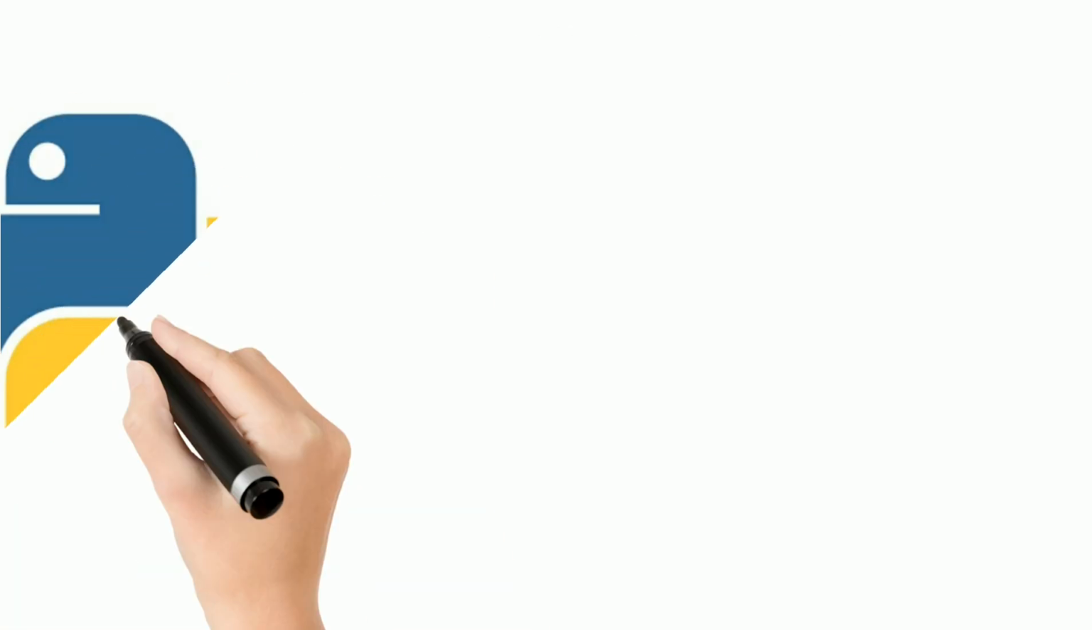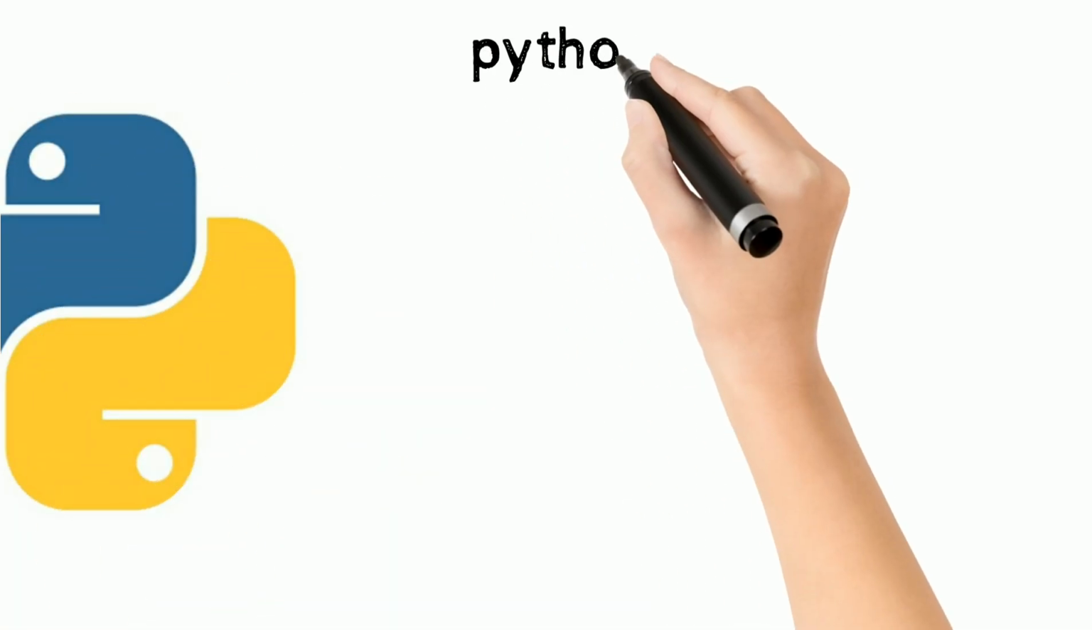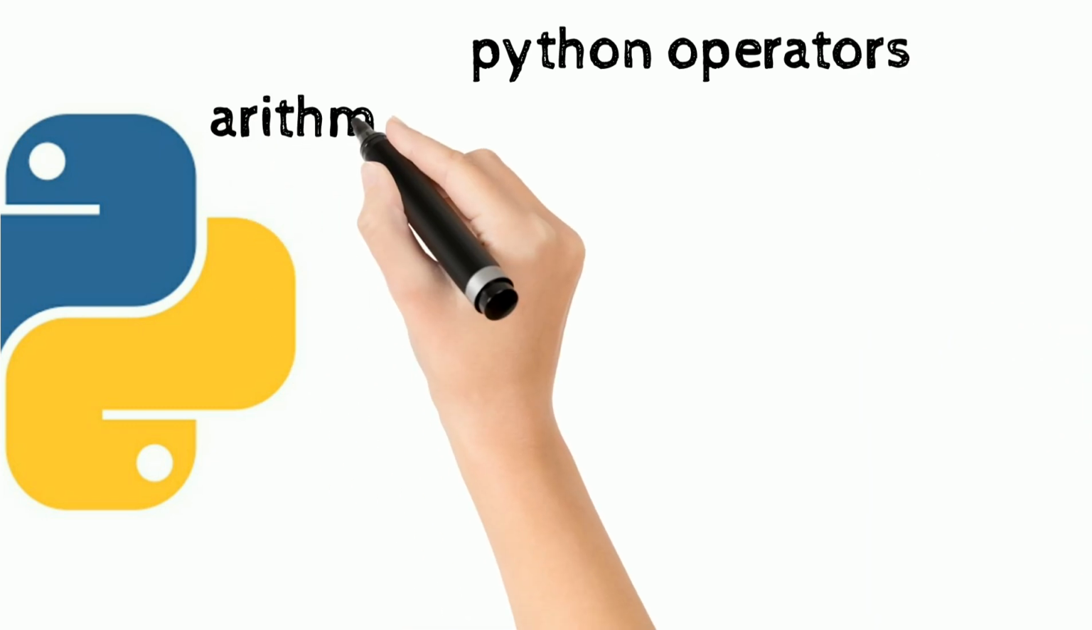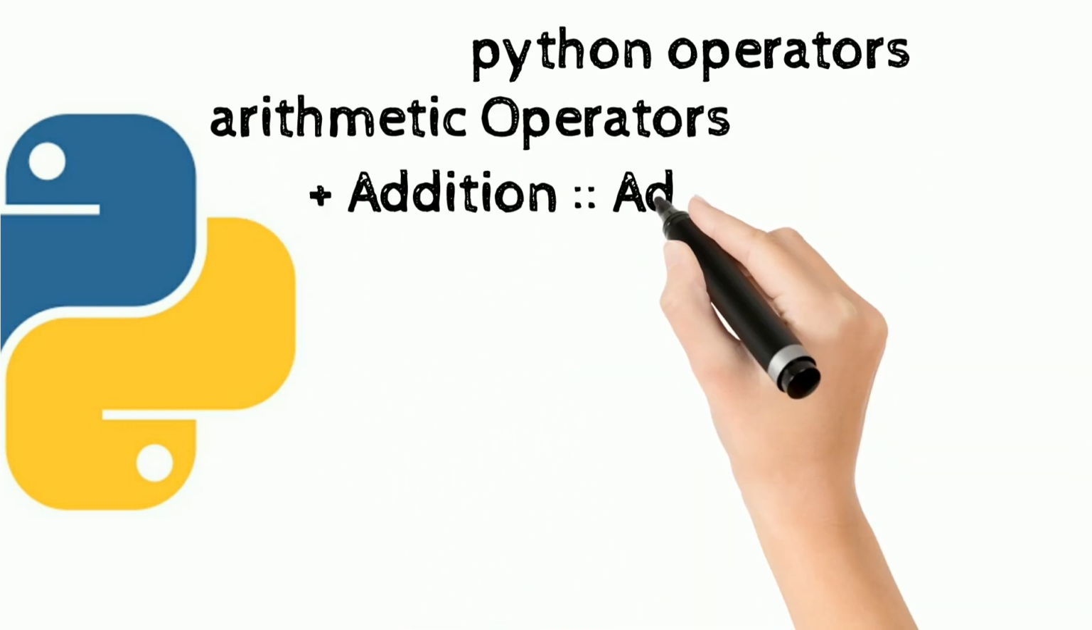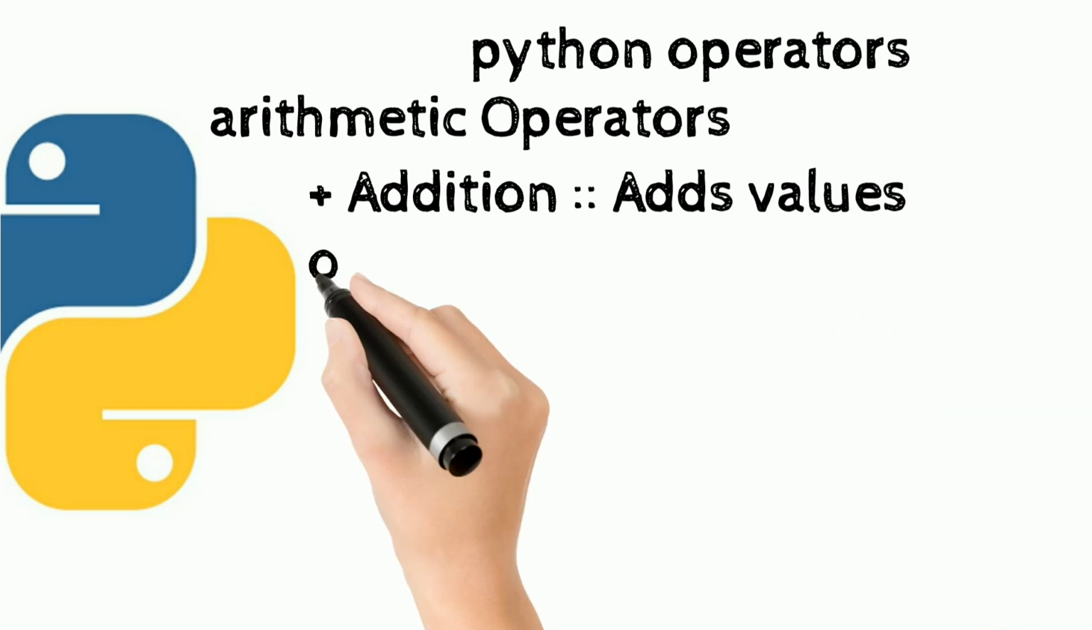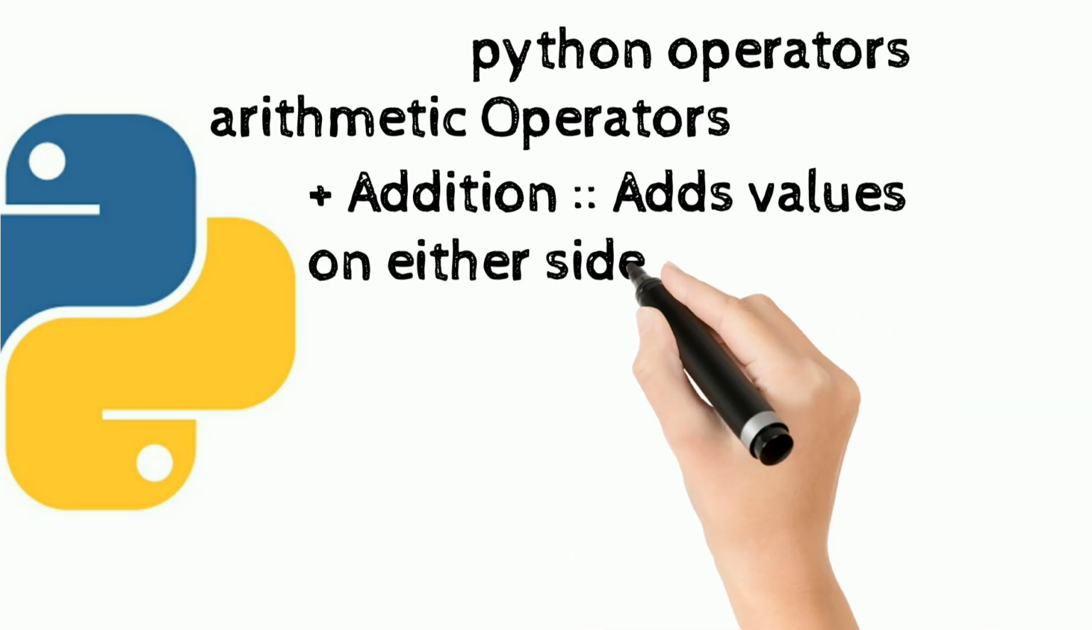Hello all. Next concept in Python is the Python operators. In Python operators, we have arithmetic operators. So what are the arithmetic operators? Addition. Addition means we can add the values. We can add values on either side of the operands.